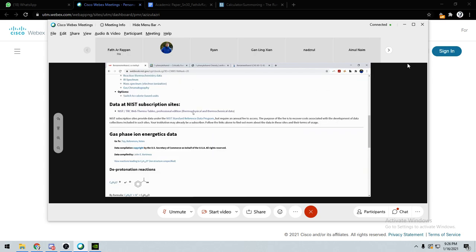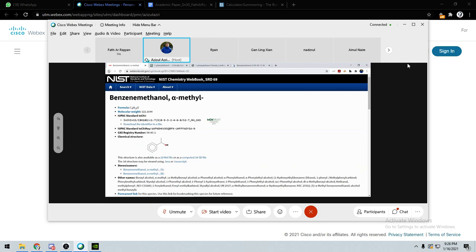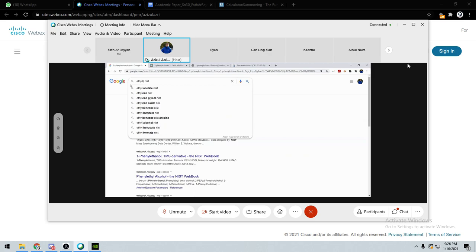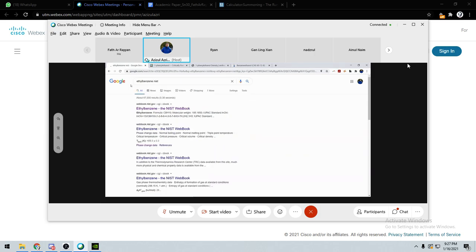Phase change. Maybe I can write ethyl benzene. Regarding the data, one of the difficulties is that there might be many databases out there, but most of them you need to pay for. Most of the data available out there need to be paid for. Only certain data are free. So that's also a challenge. Later on, when you work, maybe you need to design certain chemical processes.